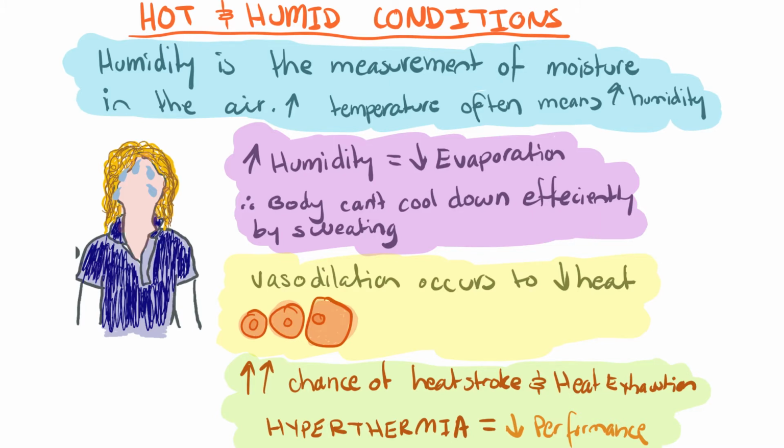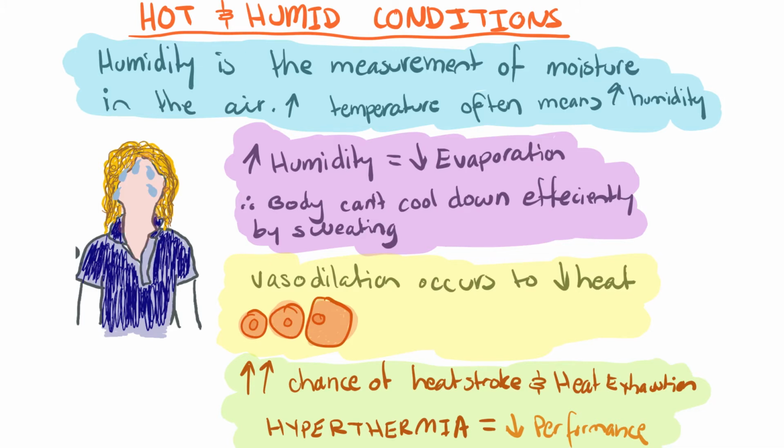Now, what happens is vasodilation occurs to try and decrease the heat within the body. How vasodilation works is it increases the size of the blood vessels to try and release heat from the blood and out of the body. Vasodilation allows the blood flow in the body to increase, thus releasing heat from the body.